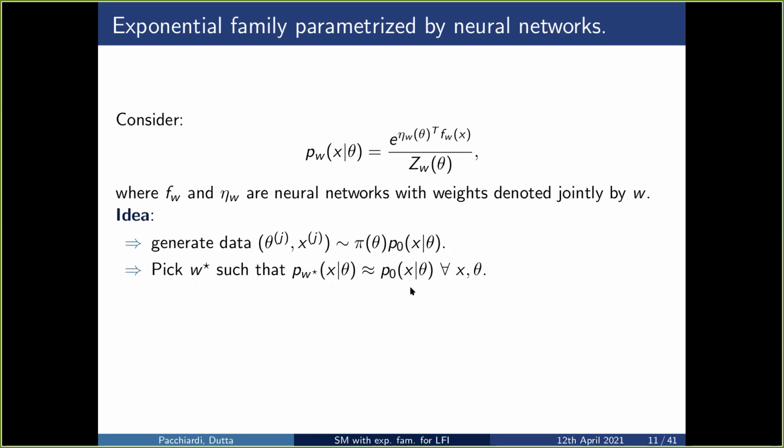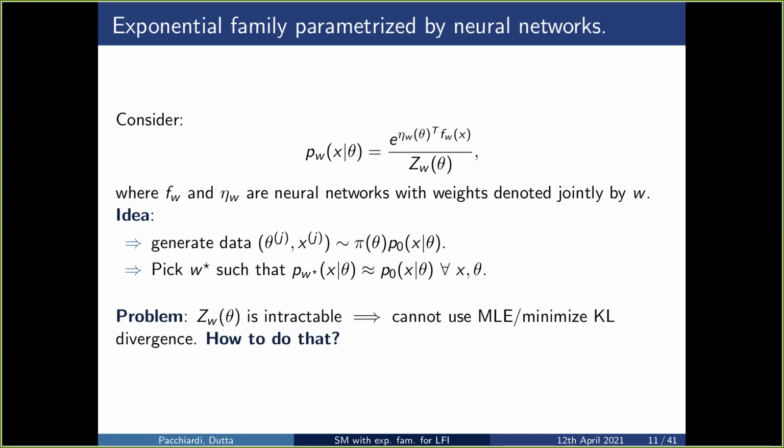This is the density estimation setup we traditionally looked into in statistics. Now, the problem is that Z_W(theta) is intractable, so you cannot use MLE, you cannot minimize Kullback-Leibler divergence, and how do we do that?